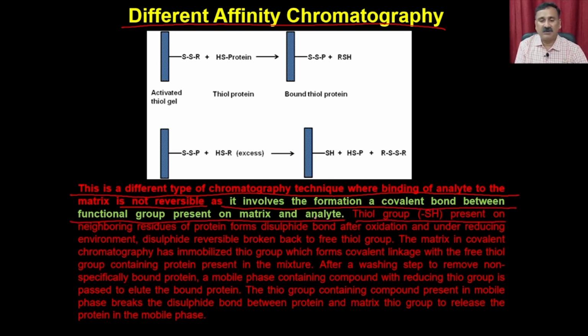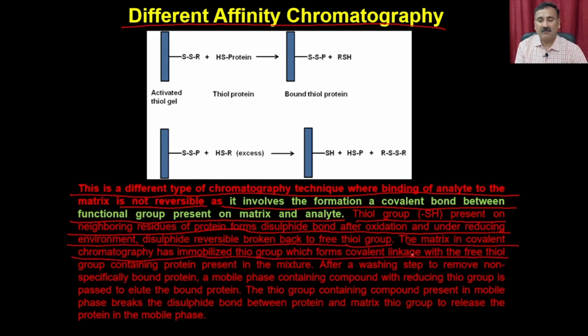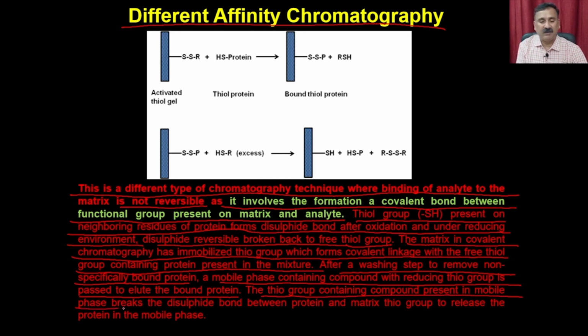The thiol groups present on neighboring residues of a protein form a disulfide bond after oxidation, and under a reducing environment, the disulfide breaks back to the free thiol. The matrix in covalent chromatography has an immobilized thiol group, which forms a covalent linkage with the free thiol groups of the protein. After a washing step to remove non-specifically bound protein, a mobile phase containing a compound with a reducing thiol group is passed to elute the bound protein. The thiol-containing compound in the mobile phase breaks the disulfide bond between the protein and the matrix thiol group to release the protein into the mobile phase.